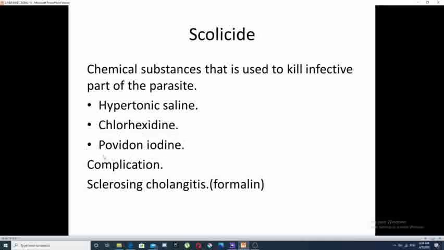The most important complication of using scolicides in surgery of the hydatid cyst is sclerosing cholangitis, which has been seen to occur commonly if formalin is used as a scolicide. Nowadays, formalin has become obsolete as a scolicide in treatment of hydatid cysts.